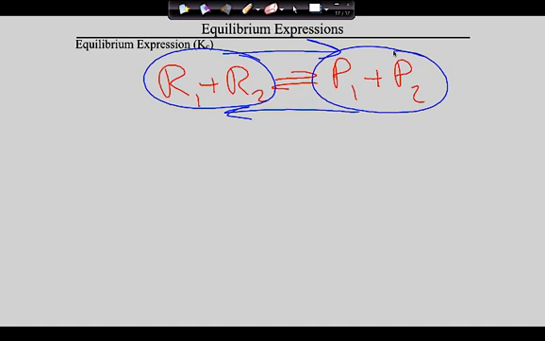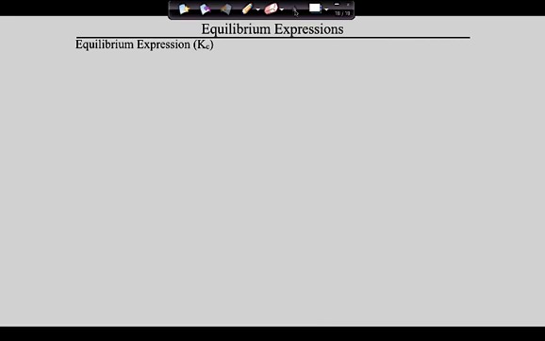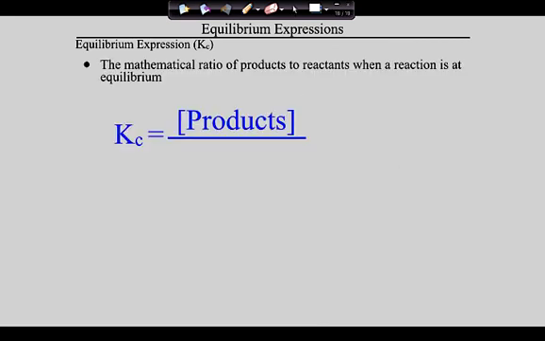So what we do is we talk about that ratio. We set up a ratio of product to reactant, and that ratio has a name. That ratio is what is called a Kc expression. So for a reaction at equilibrium, we can measure the amount of product, we can measure the amount of reactant, and by setting those up as a fraction, we create a ratio that's called a Kc expression.